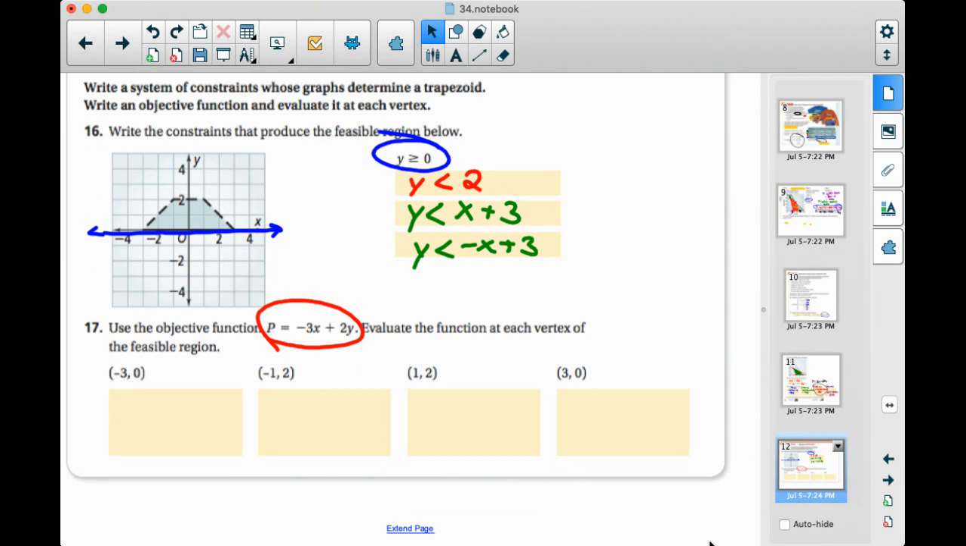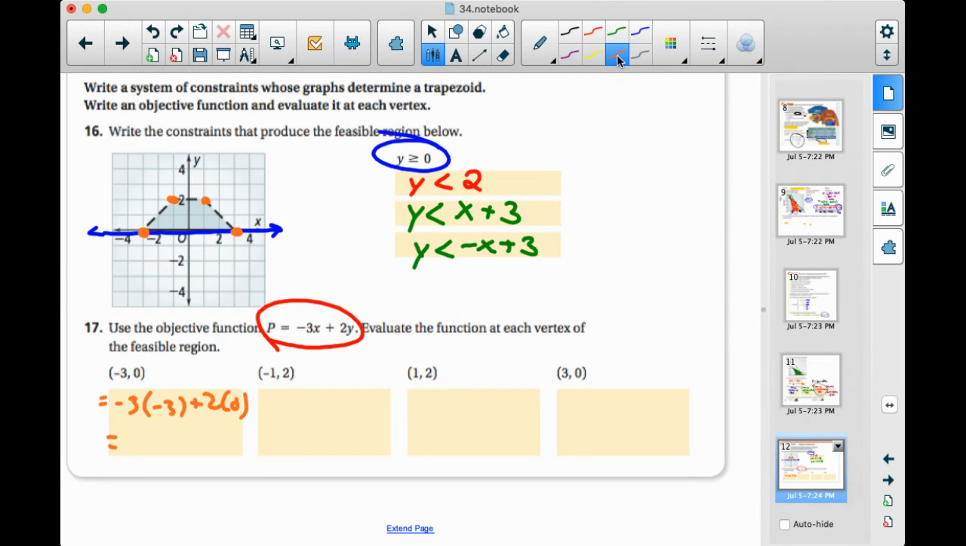So let's test each one. What vertices are we looking at? Looking at this vertex right here, this one, and this one. The first one we'll look at is negative 3 comma 0. So we'll plug that in. I'm going to have negative 3 times negative 3 plus 2 times 0, and that's going to give me 9.